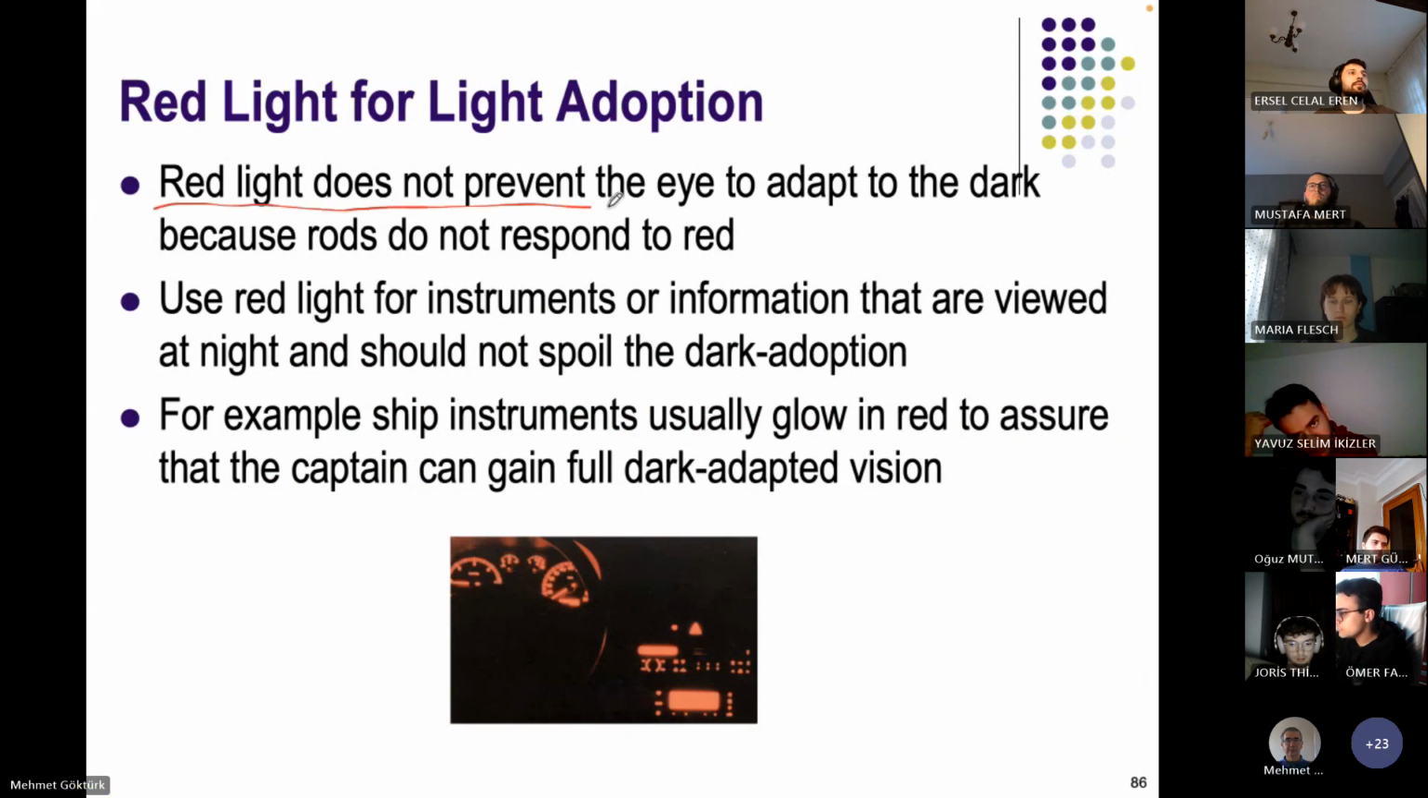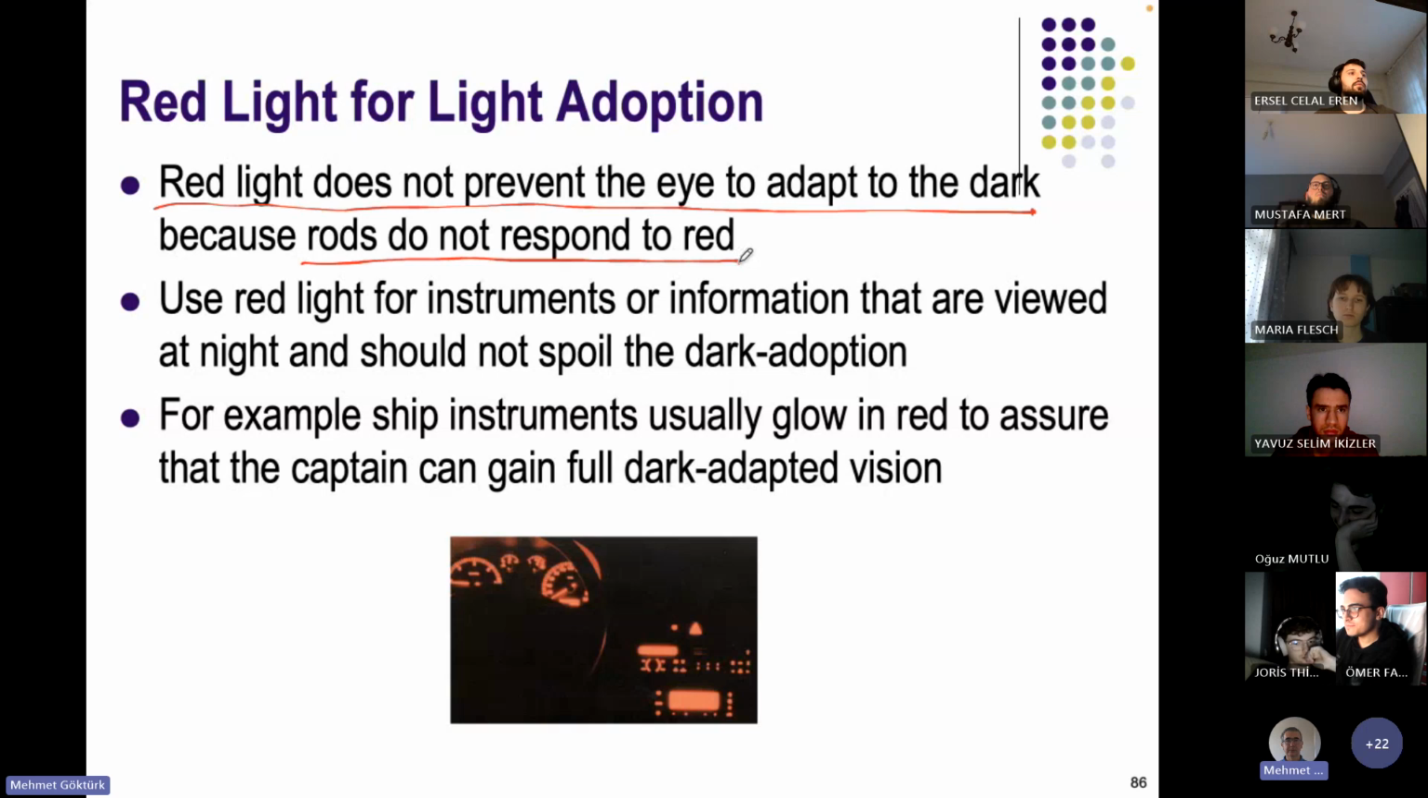Red light does not prevent the eye to adapt to the dark. Bu yüzden gece kulüpleri kırmızı olur diyeceğim ama o kötü bir espri olacak. Because rods do not respond to the red. Okay?